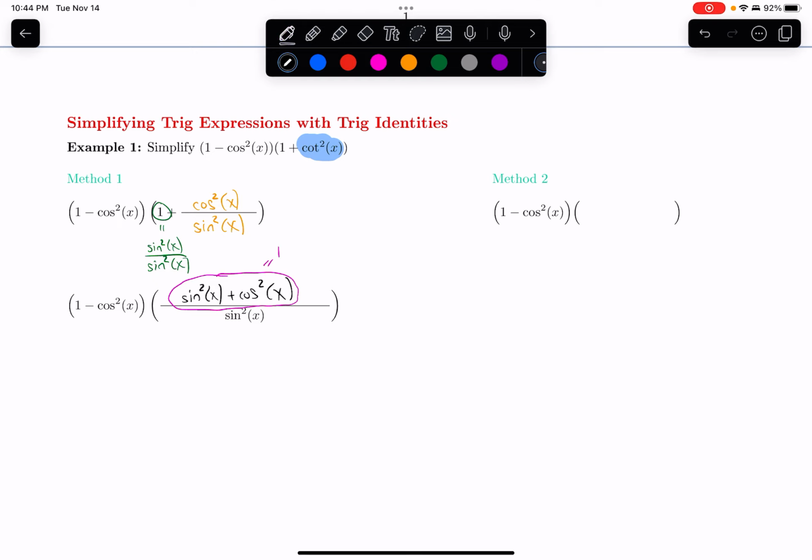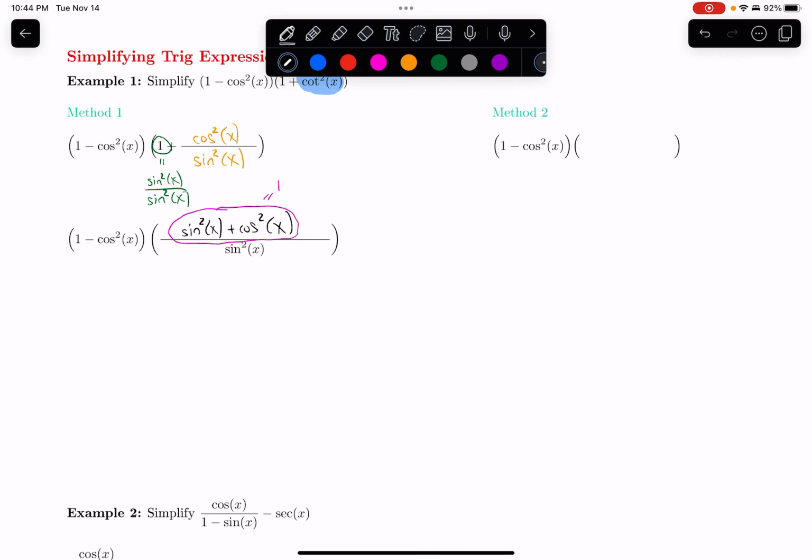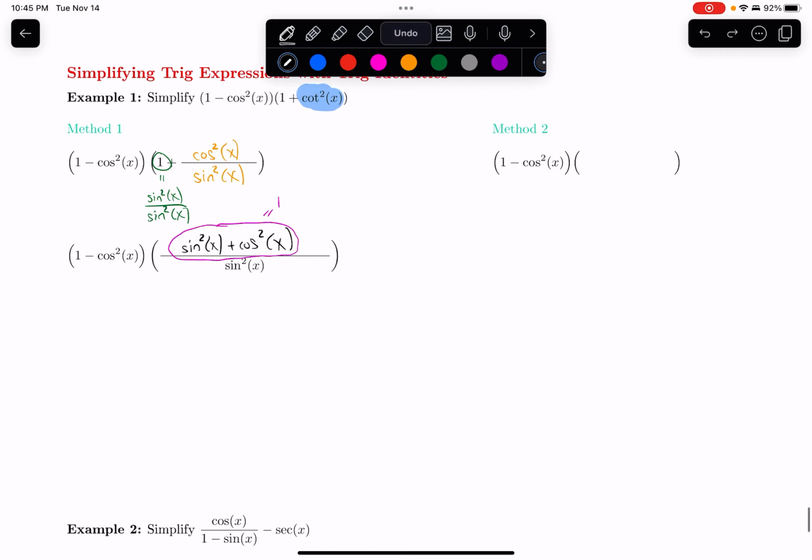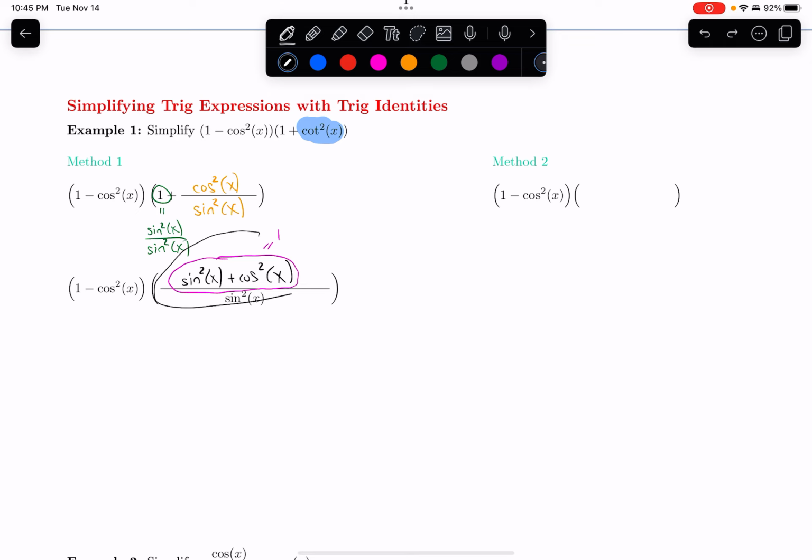All right, so what else can I do now? In front, I see this 1 minus cosine squared. And that's looking very similar to my sine squared x plus cosine squared x. So let's see if we can leverage that fact. Okay, so I'm just going to rewrite that trig identity one more time for us. We got sine squared x plus cosine squared x equals 1. And I can rearrange it to get 1 minus cosine squared showing up on one side. Like if I rearrange this, I get sine squared x equals 1 minus cosine squared x.